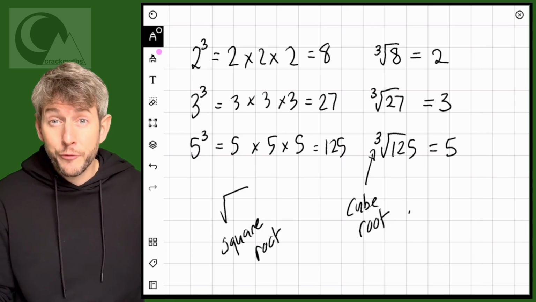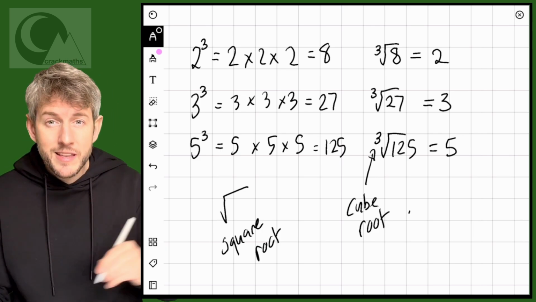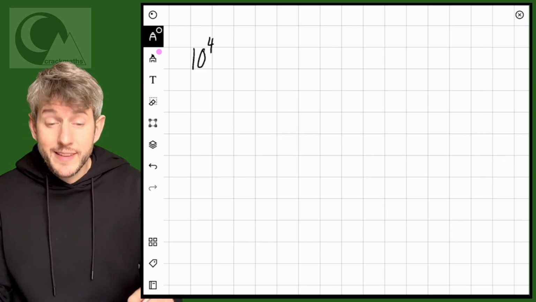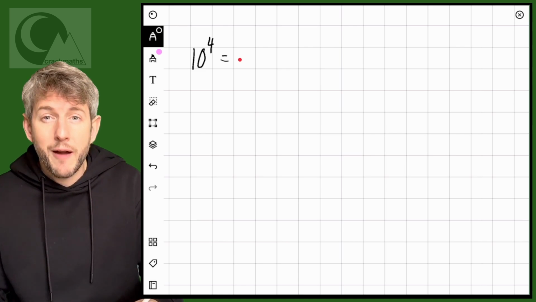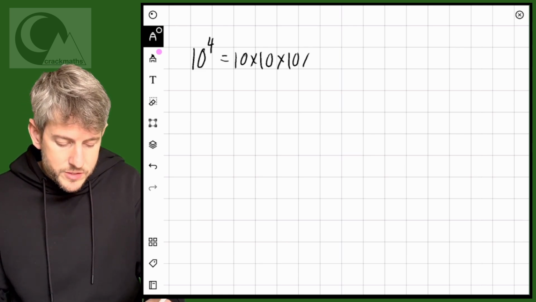Now let's look at the 4th root. After 3, they lose their snazzy names. Let's say I had 10 to the power of 4, which we looked at before. I know that 10 to the power of 4 is 10 times 10 times 10 times 10.